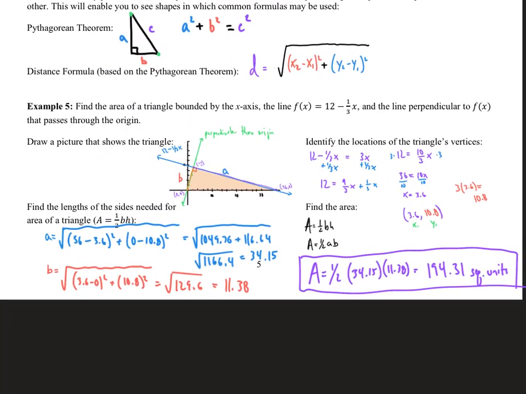So a lot going on there, just an idea of how we find intersection points. We just set the two lines equal to each other, solve for x, and then plug that x back in to figure out what the y value is. Using the distance formula, of course, something I've done multiple times before to find lengths of sides.